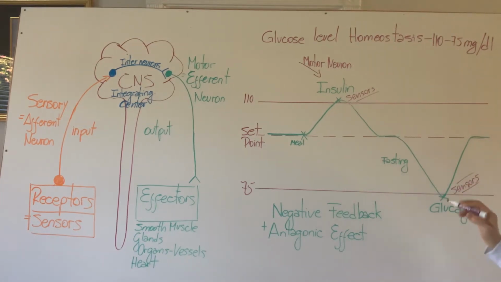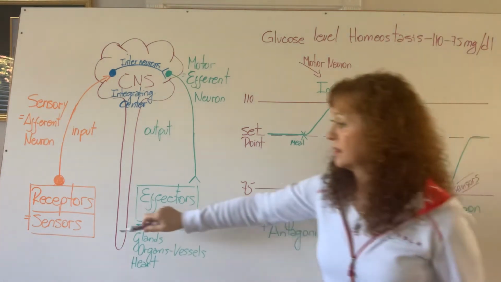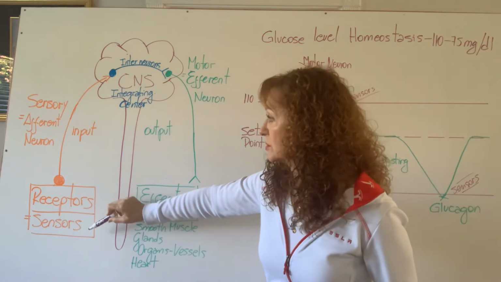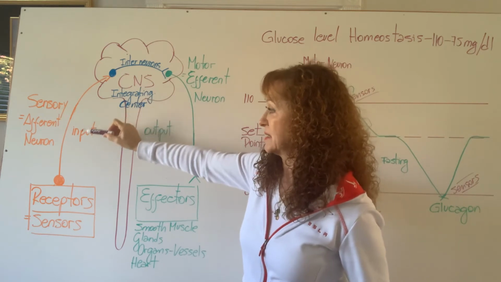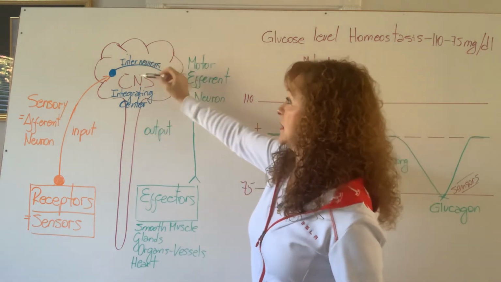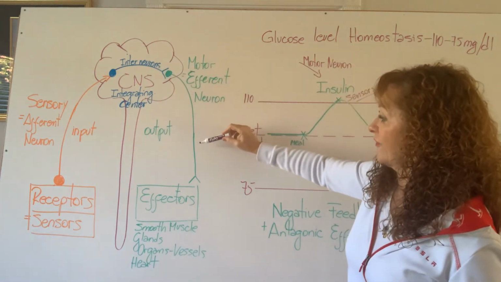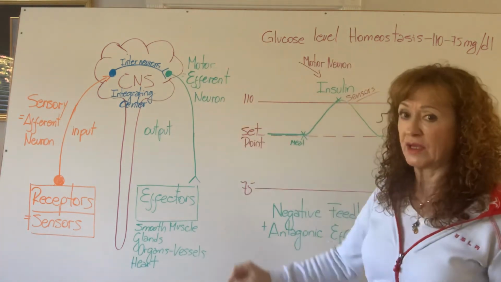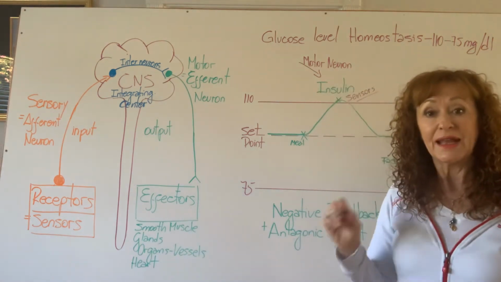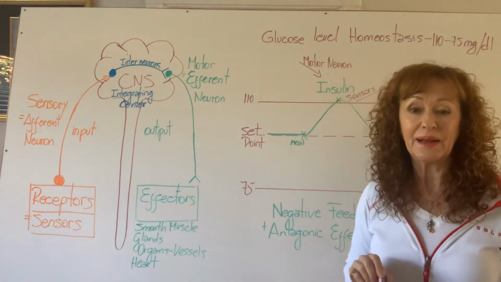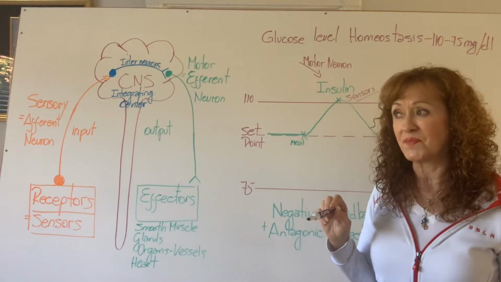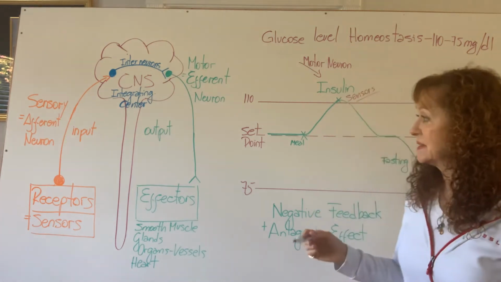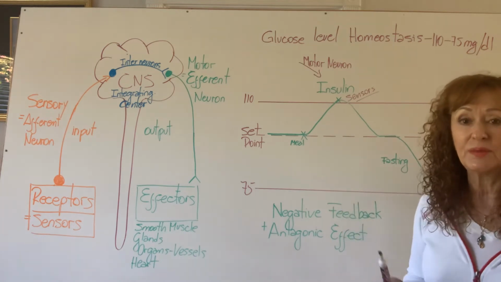Again, the sensors are the ones that detect the glucose level and inform the central nervous system using the sensory afferent. The central nervous system decodes it and uses the motor efferent neuron to reach the effector. And in this case, the effector is the same organ, the pancreas, but it is targeting different cells in the islets of Langerhans. Instead of the beta cells, it is going to be the alpha cells.